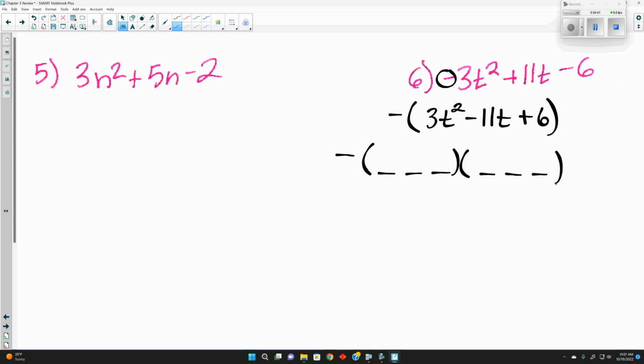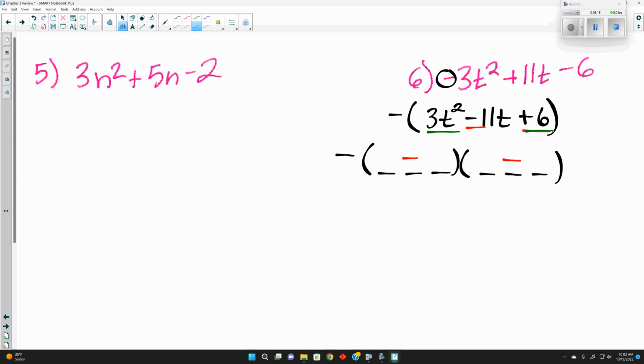And I didn't say this on the first one, but you do need the greatest common factor as a part of your answer. So here we would need the negative as a part of our answer. Now, after we set it up, we're looking for the sign. So we look at the third term. If the third term is positive, the signs are the same and they match the sign of the middle term. If the third term is negative, our signs are opposite. Here it's positive, so the signs are the same and they match the sign of the middle term, which would be negative and negative.